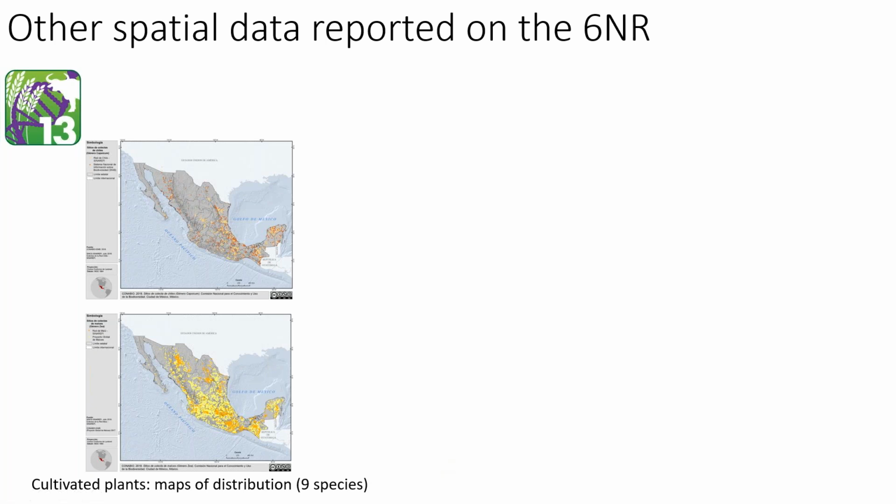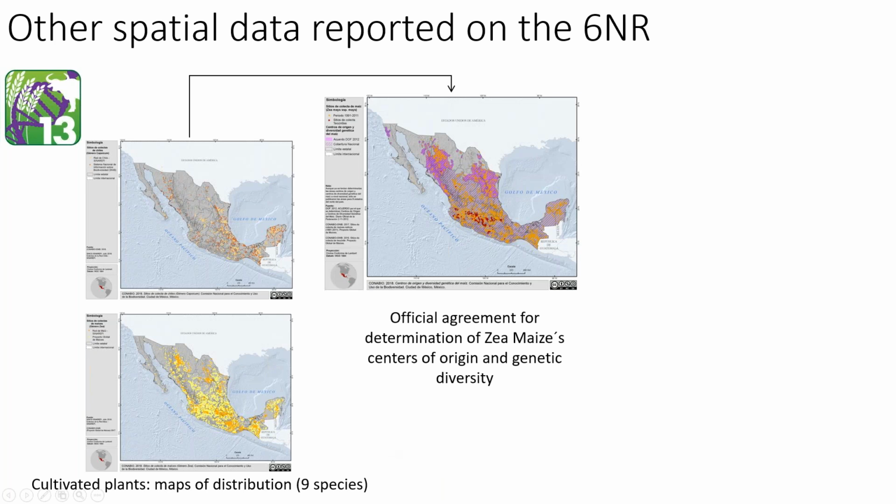And for the sea maize case, I mean the top map. Next slide, please. Okay. For the sea maize case, the map of distribution of sea maize was used to design the official agreement for determination of centers of origin and genetic diversity of sea maize in Mexico. And this is an official standard in Mexico. This map is an official standard. The polygons are recognized by law. And next slide, please.